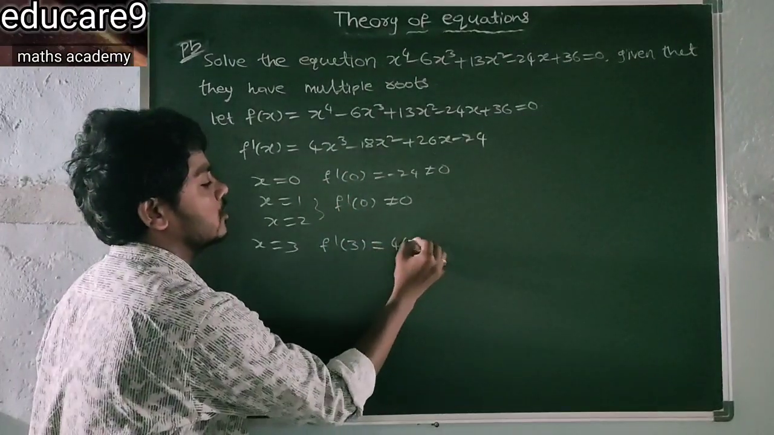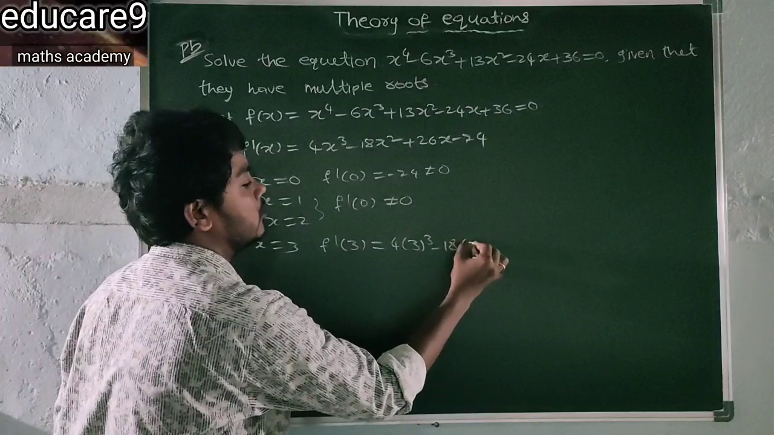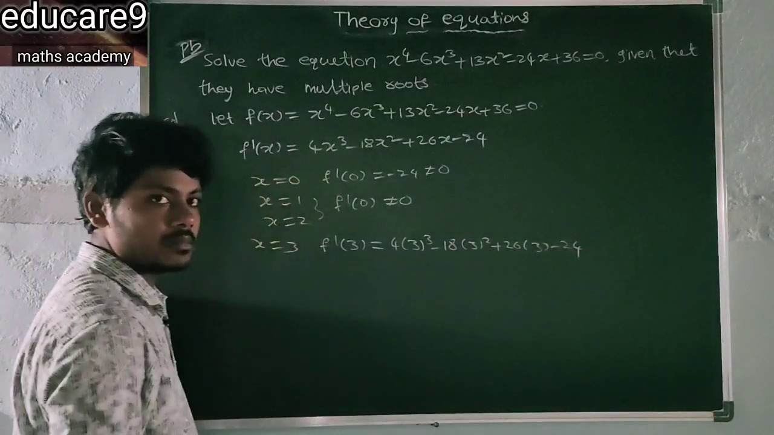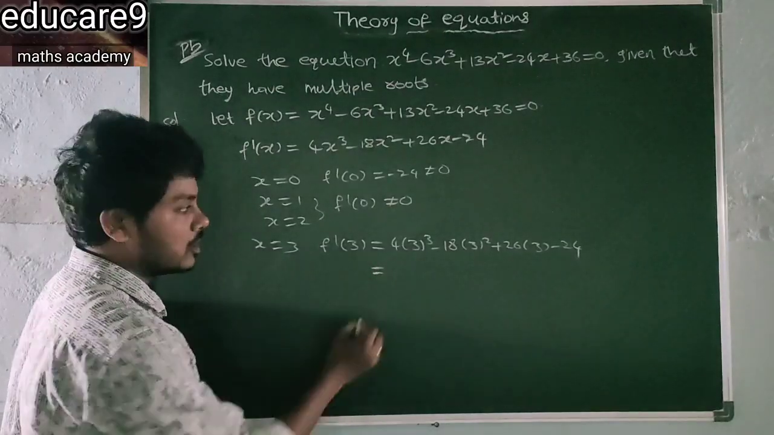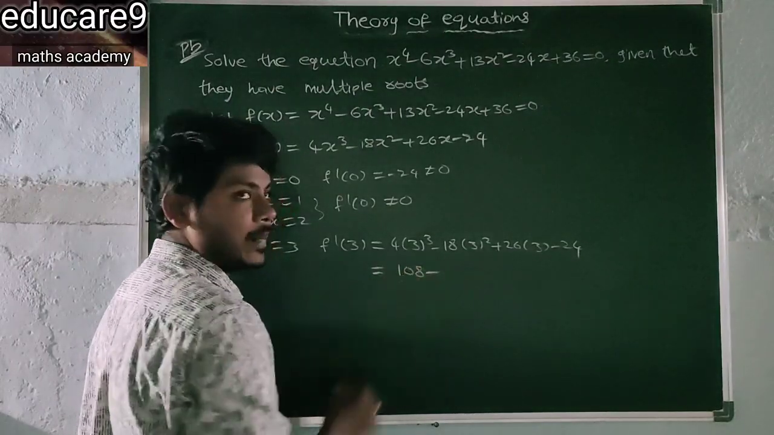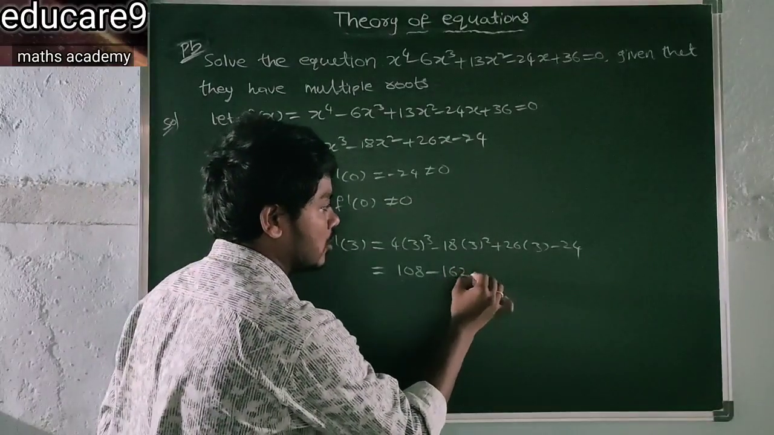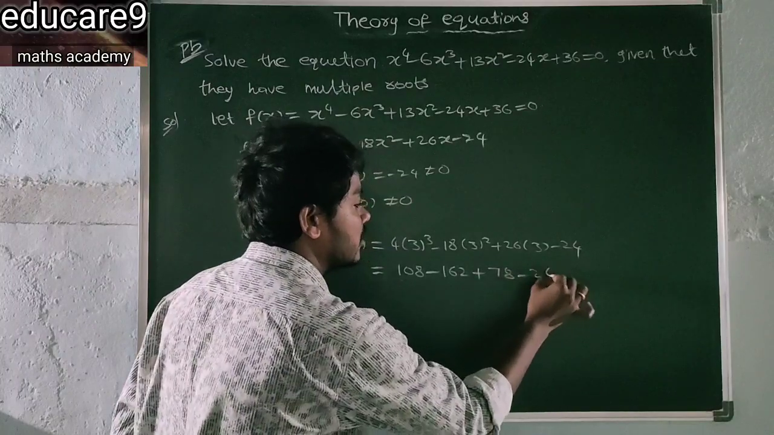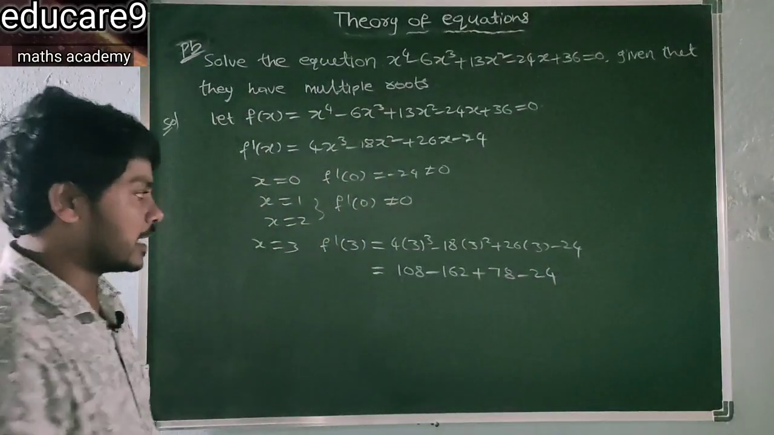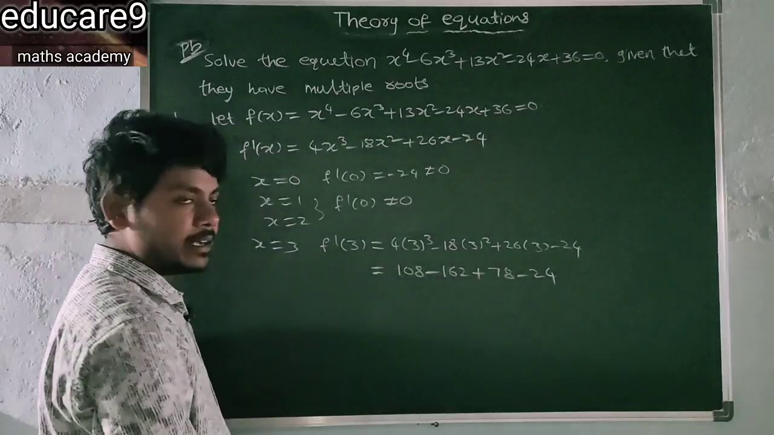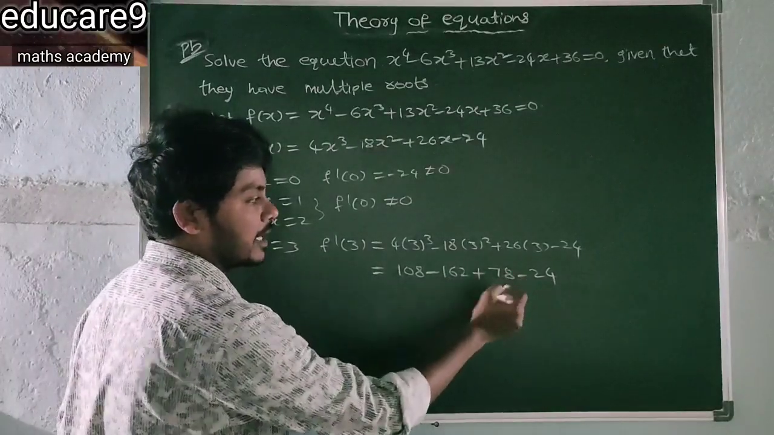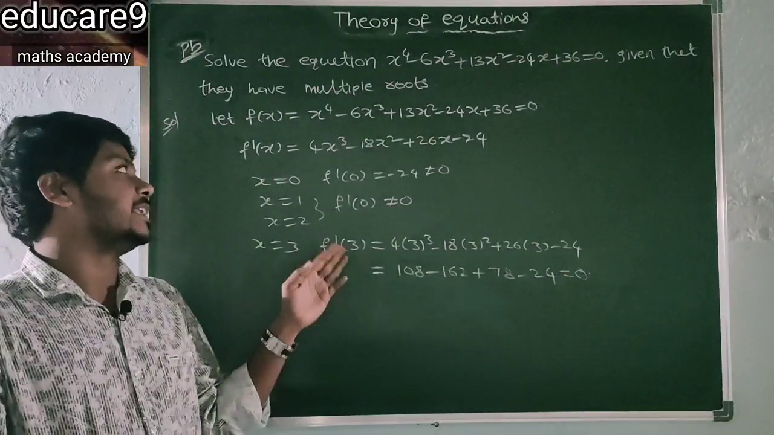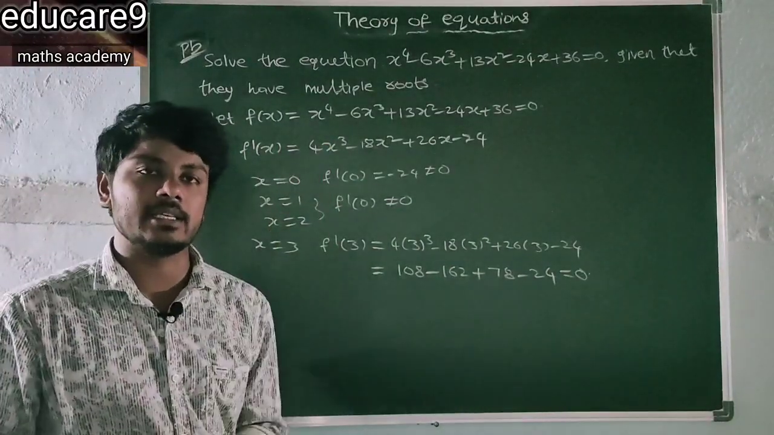4 into 3 cube minus 18 into 3 square plus 26 into 3 minus 24. So clearly this is 108 minus 162 plus 78 minus 24. See here, 108 plus 78 is 186, and here also 186. So clearly this becomes 0. Therefore 3 is a root of f dash x.